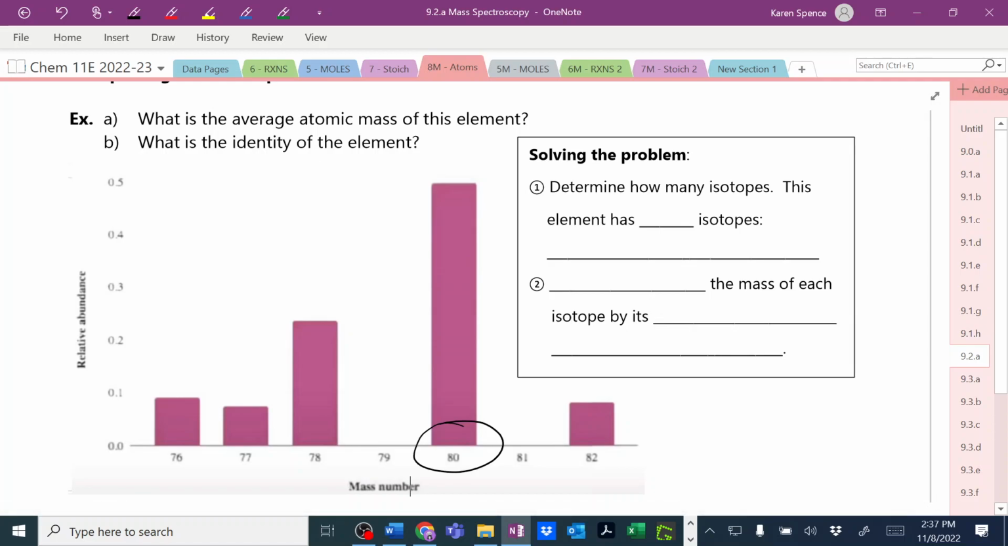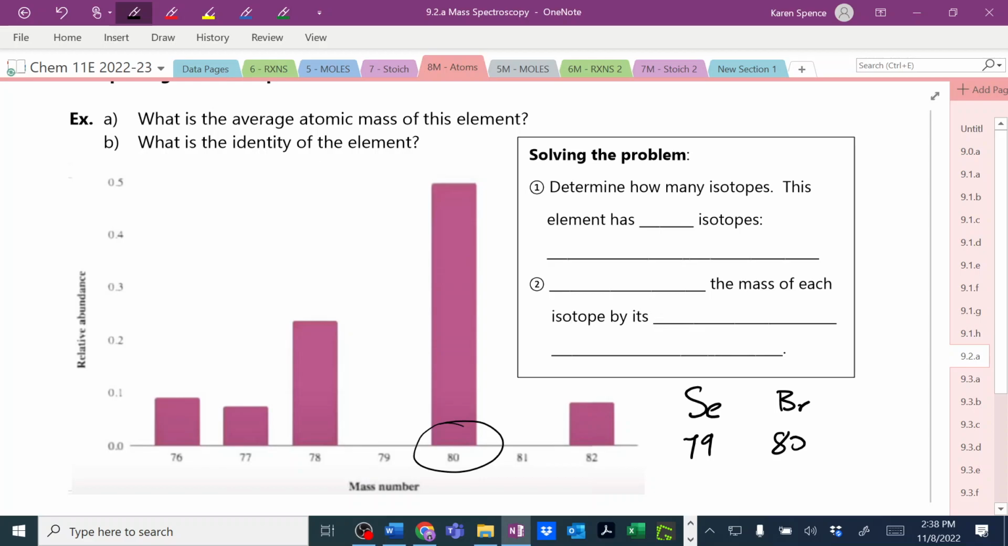Periodic table. Something that's around 80. So we're looking at selenium, bromine. So here's my two candidates. Selenium, which is 79, and bromine, which is 80. Those are the masses, essentially. Bromine's actually 79.9, but close enough to 80.